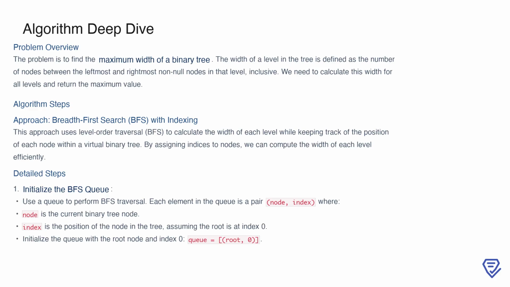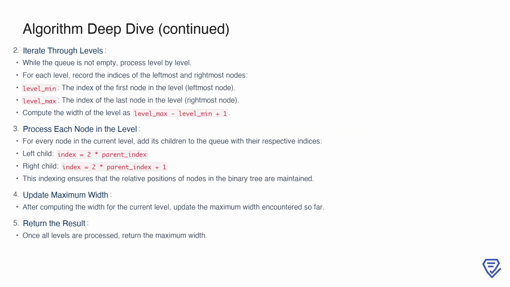The process begins by initializing a queue for BFS traversal. This queue will store pairs of nodes and their indices, where the root node starts with an index of 0. This setup ensures that we can track the positions of nodes relative to each other as we move through the tree. Now, we proceed by processing the tree level by level. For each level, we determine the positions of the leftmost and rightmost nodes using their indices. These are stored as level_min and level_max. The width of the level is simply the difference between these two indices, plus 1.